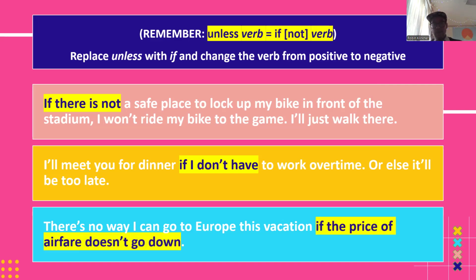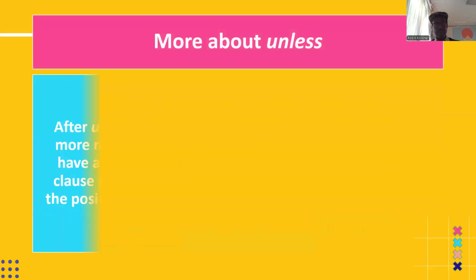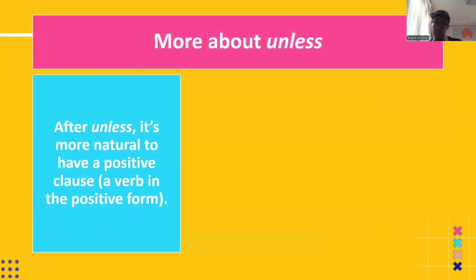So I hope that can help you understand unless. It's like if the negative. Also, after unless, it's more natural to have a positive clause, a verb in the positive form. It doesn't mean subjectively, is this a good thing or is this a bad thing? It just means the verb itself should be in the positive form. It's not the negative form.